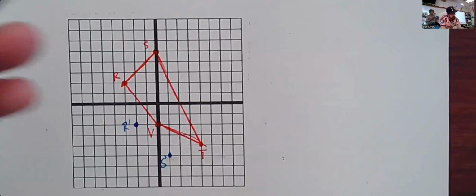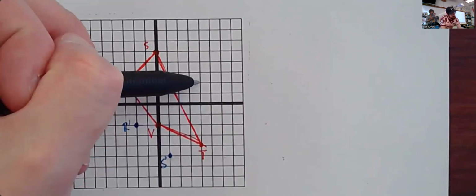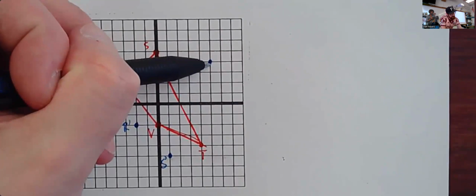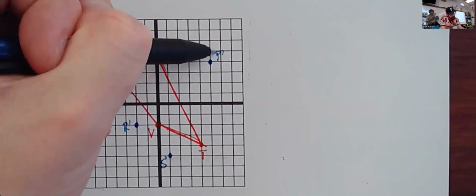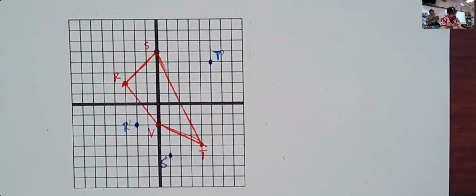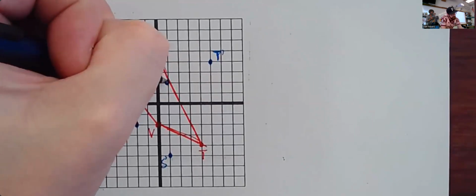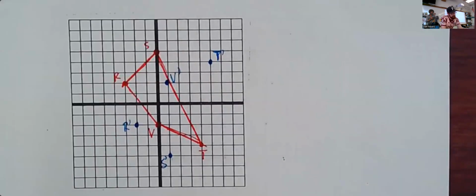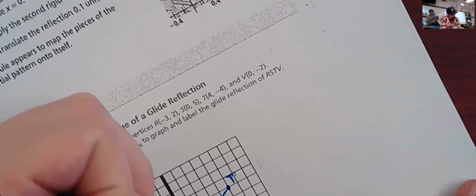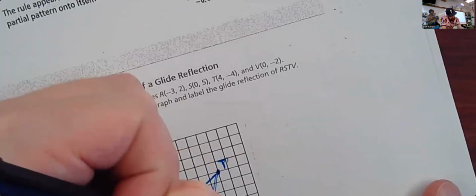For T, we're going to go up 4 and then up 4 more, 1, 2, 3, 4, and then 1 to the right. And there's T prime. And then V, up 2 more, 1 to the right, and V prime. So our image should look about like that.